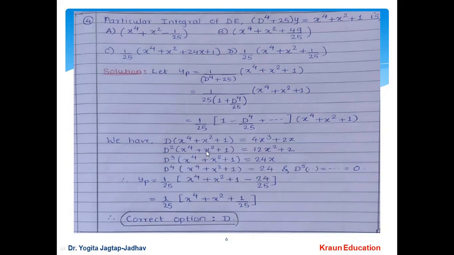Now using the values of all these derivatives in this expression, we get yp equal to 1 upon 25. Multiply this term inside the bracket, we have x⁴ + x² + 1 minus D⁴. The fourth order derivative of this term is 24. Therefore, we have minus 24 upon 25. Now, 1 minus 24 upon 25 becomes 1 upon 25. Therefore, the correct option is D.